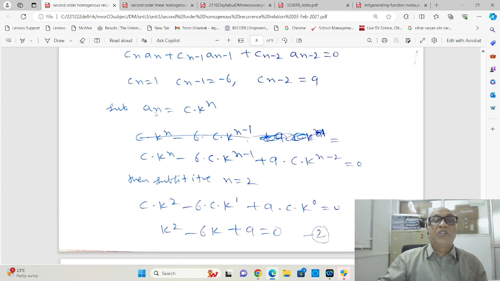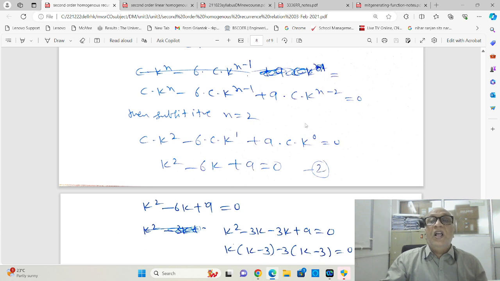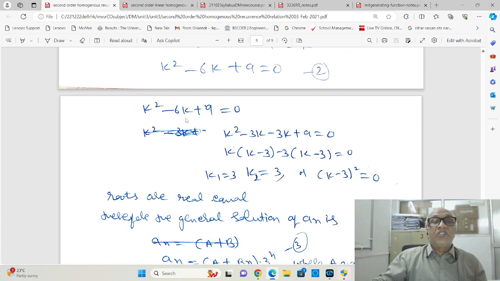The solution is found by substituting this: an will be substituted with Ckn. So that becomes Ckn minus 6 Ckn minus 1 plus 9 Ckn minus 2. As it is second order, substitute the value of n as 2. So we will be getting k square minus 6k plus 9 equal to 0, which can be rewritten as k square minus 3k minus 3k plus 9. So we get the value of k1 as 3 and the value of k2 as 3.